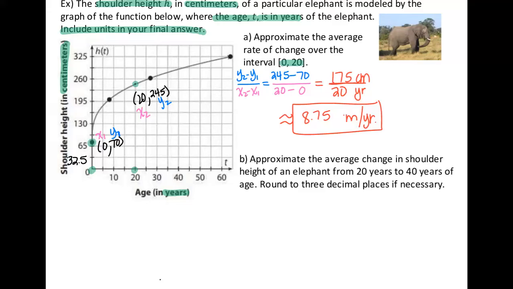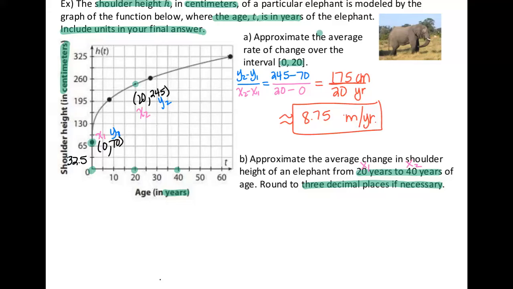All right, now part B, still same context, but part B says approximate the average rate of change in shoulder height of an elephant from 20 years to 40 years of age. And then it says to round to 3 decimal places if necessary. So notice this time is going from 20 years to 40 years. How fast is it growing between those 20 years there? Okay. So my x1 is 20 and x2 is 40.